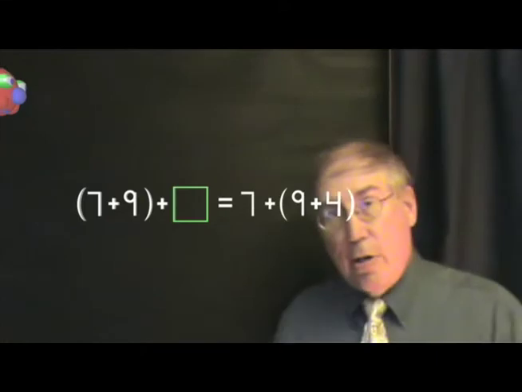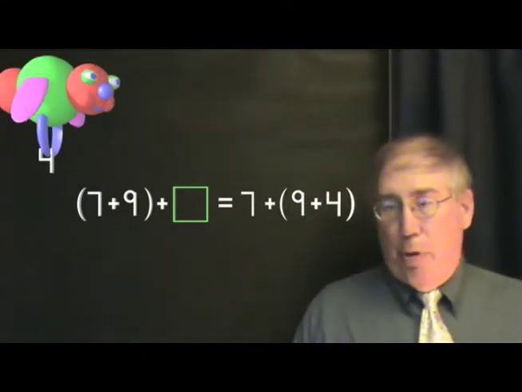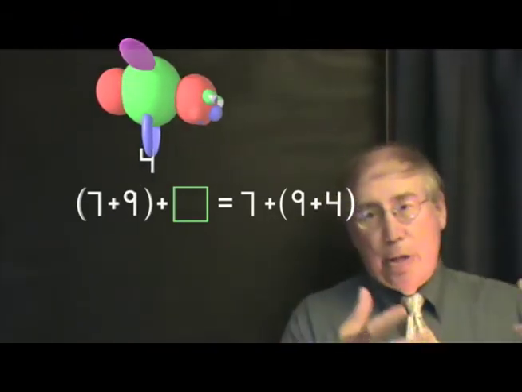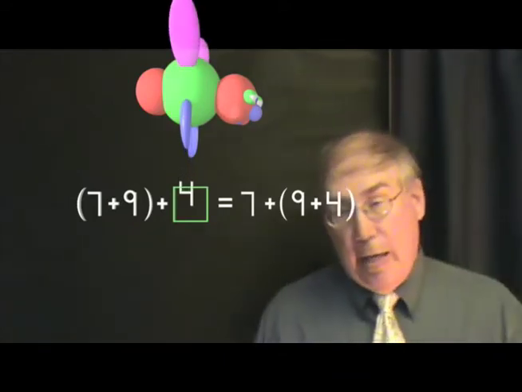Now here's another example of the associative property. Now it looks like if we put a 4 in the green box that both sides will be equal. So we're going to group the 7 and the 9 on the left hand side and the 9 and the 4 on the right hand side.